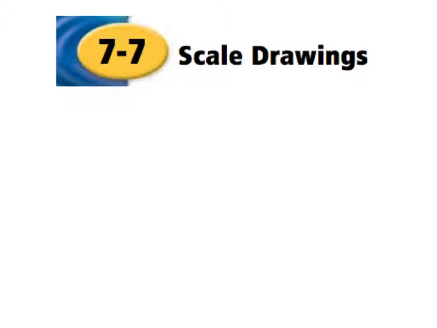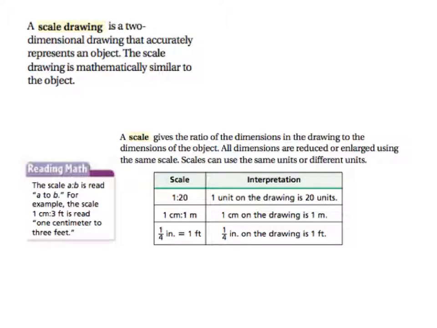Hey guys, today we're learning about scale drawings for 7.7. A scale drawing is a two-dimensional figure that accurately represents an object. That scale figure is mathematically similar to the object.